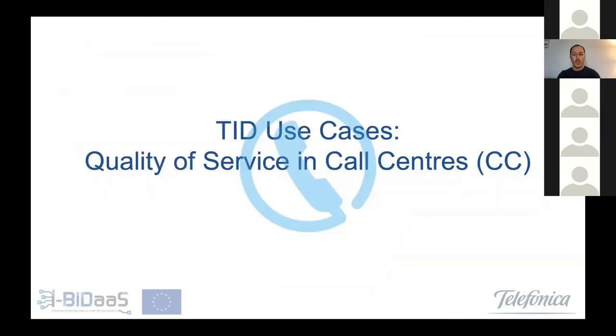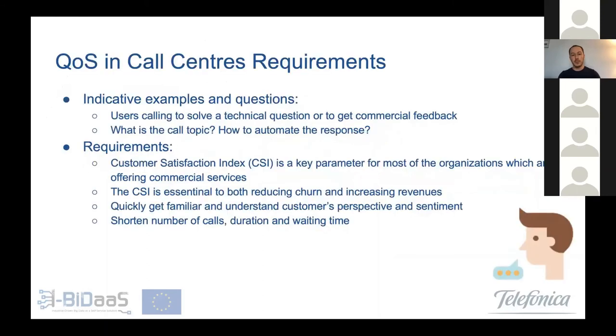So now, after this brief overview, I will go through each use case separately and give you a few more details about them. I will start with the quality of service in call centers. Some of the examples and questions that we usually ask are: why are users calling, to solve a technical question or to get commercial feedback? What is the call about? How can we automate the response, or how can we identify the high priority calls?